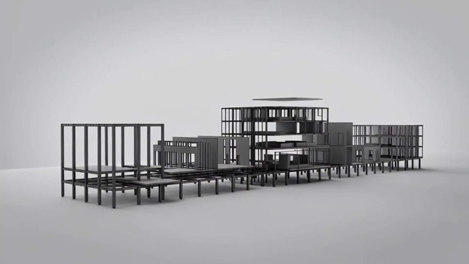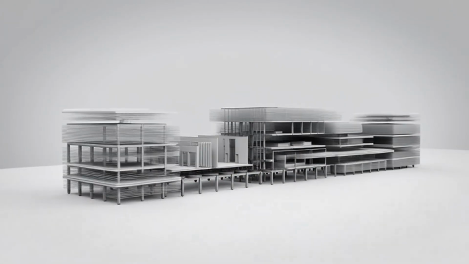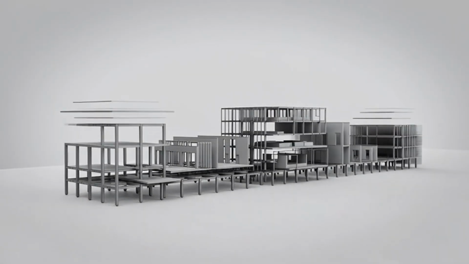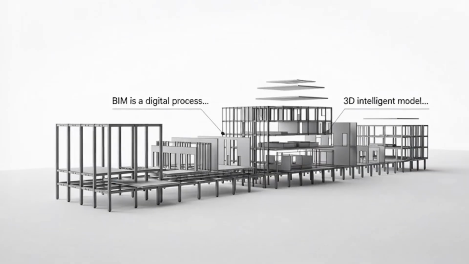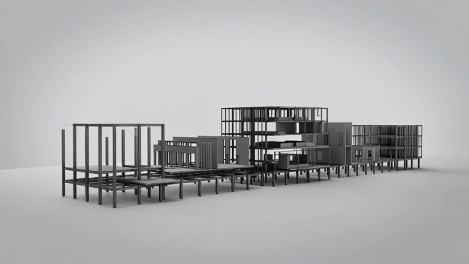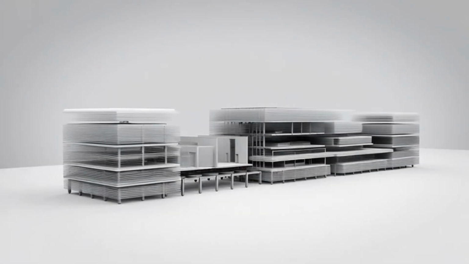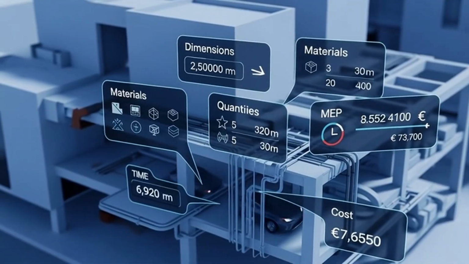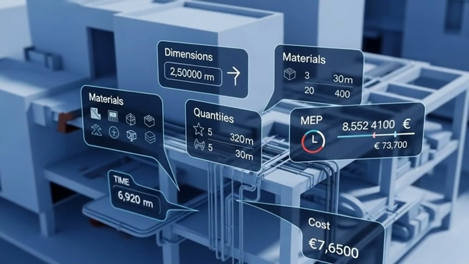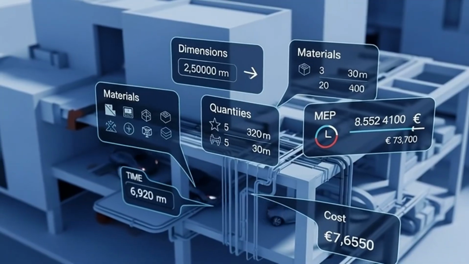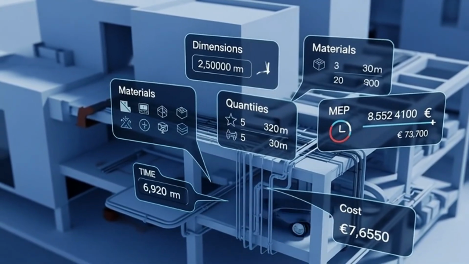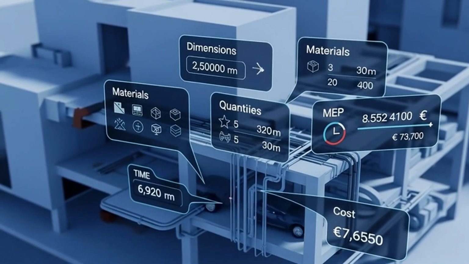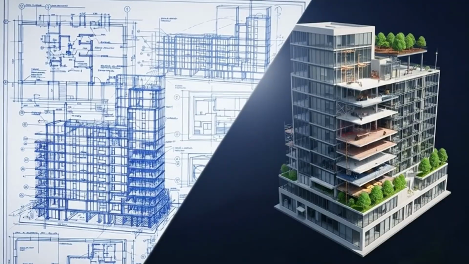What is building information modeling, BIM? Building information modeling, BIM, is a digital process that involves creating and managing a 3D intelligent model of a building or infrastructure project. This model does not only show the shape or geometry of a building. It also contains detailed information, such as dimensions, materials, quantities, structural details, mechanical, electrical, and plumbing, MEP, data, time schedules, and cost information. In simple words, BIM is a digital representation of a building with complete information throughout its life cycle.